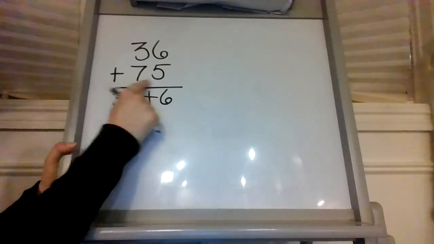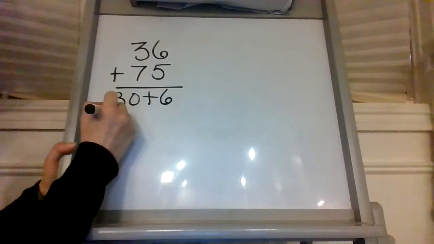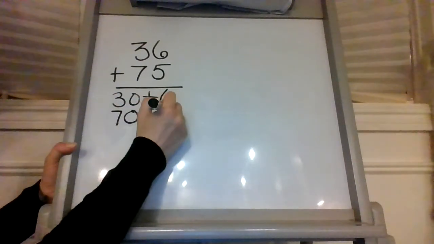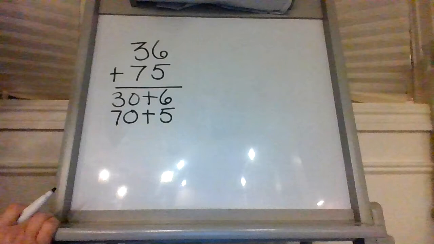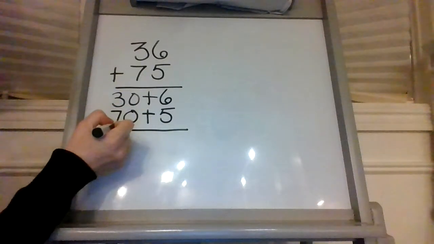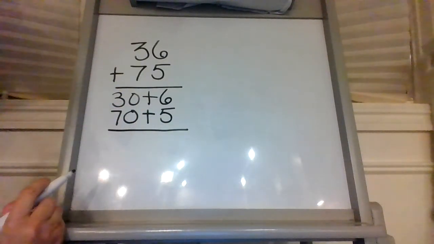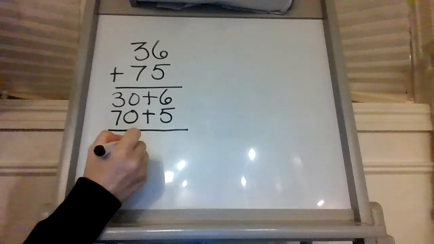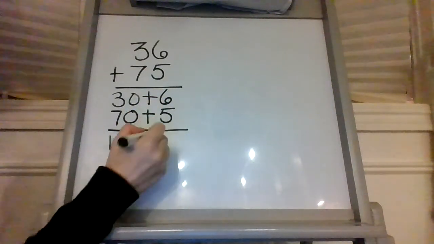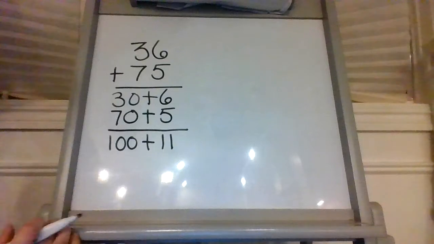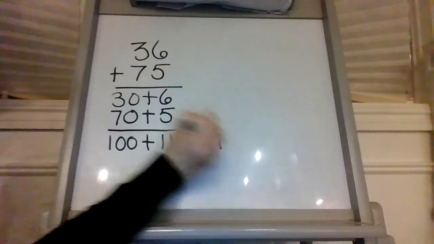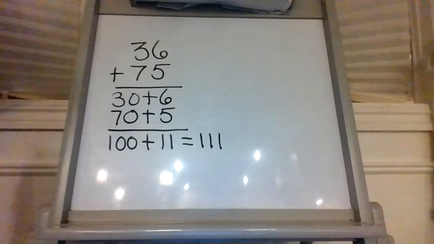Next, I'm going to do the same thing for the number 75. 70 plus 5. Okay? Now I'm going to add them together. I'm going to add my 10s together. 30 plus 70 equals 100. Now I'm going to add my 1s together, my cubes. 6 plus 5 equals 11. So 100 plus 11 equals 111. Make sense?